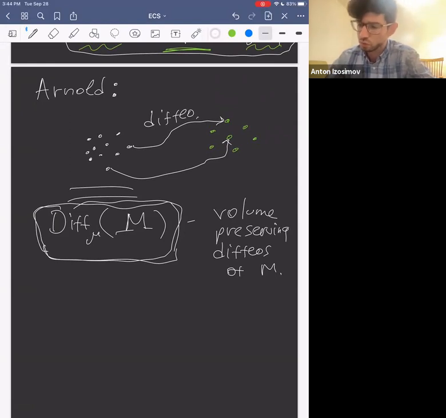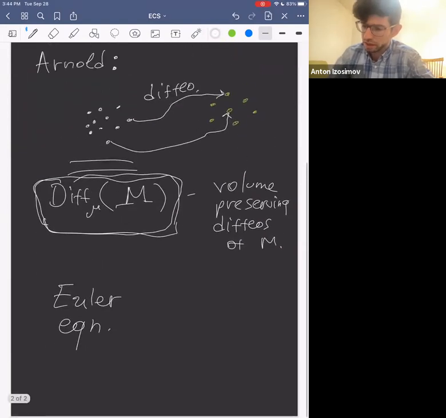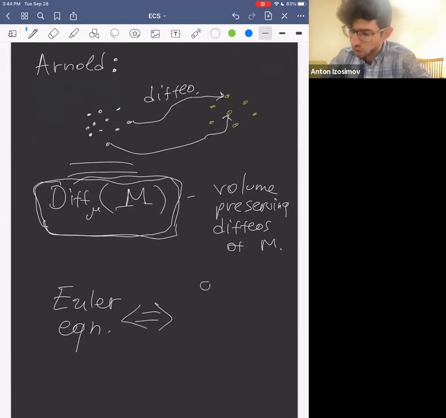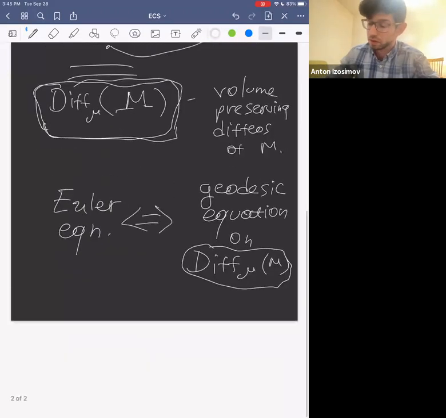But what Arnold was able to prove is that indeed the Euler equation that we just discussed can be reformulated, or is in some sense exactly the same as, a geodesic equation on the group of volume preserving diffeomorphisms. So that means that, at least locally, the way the fluid moves, it moves along the shortest possible path. But these paths are not on the manifold itself, but in this infinite dimensional group of volume preserving diffeomorphisms.